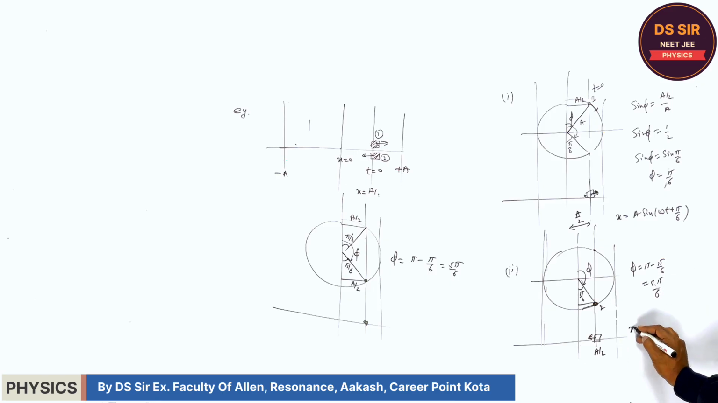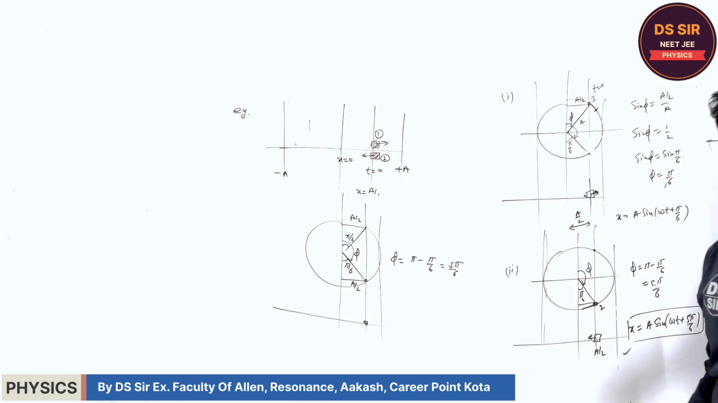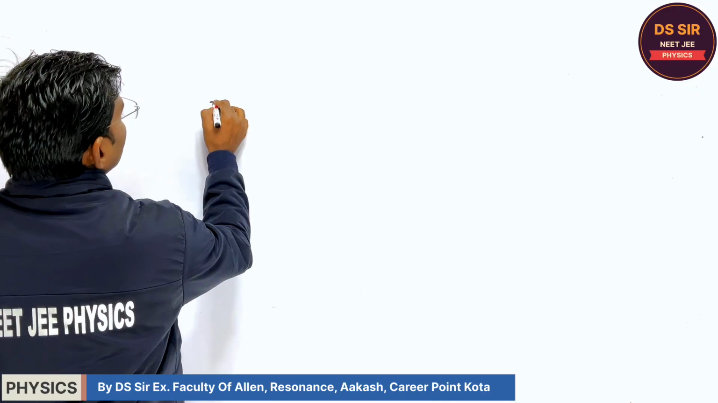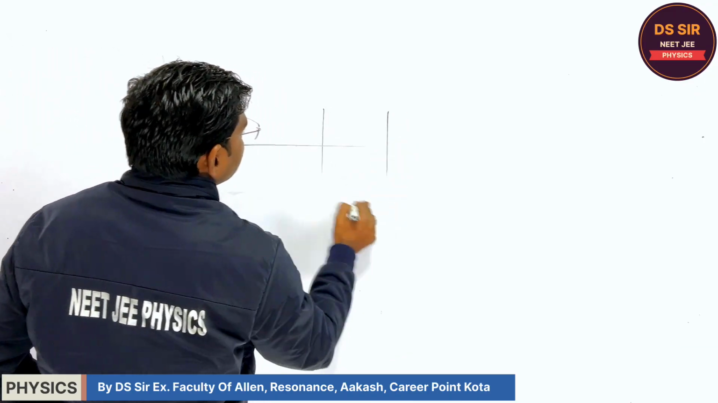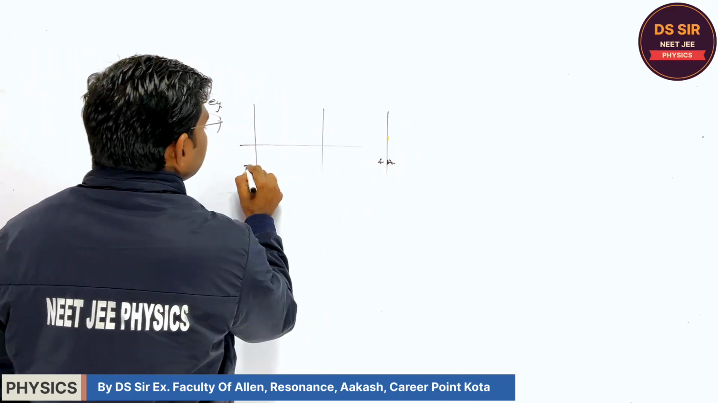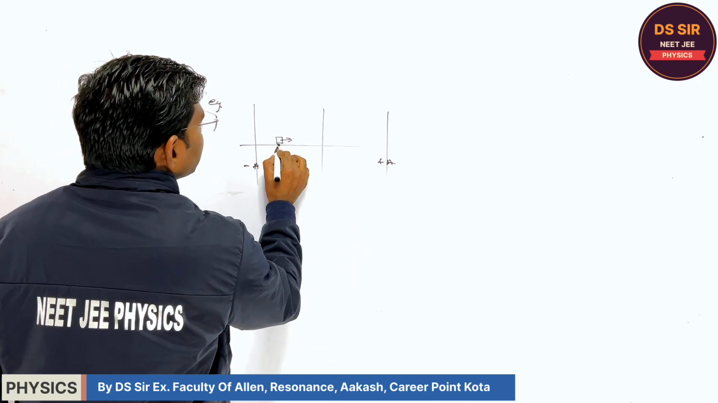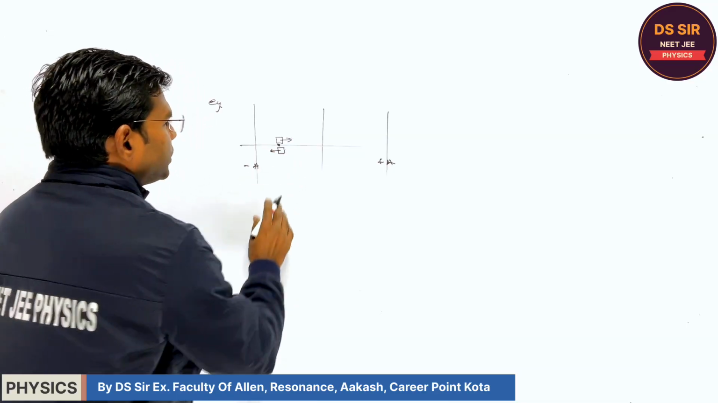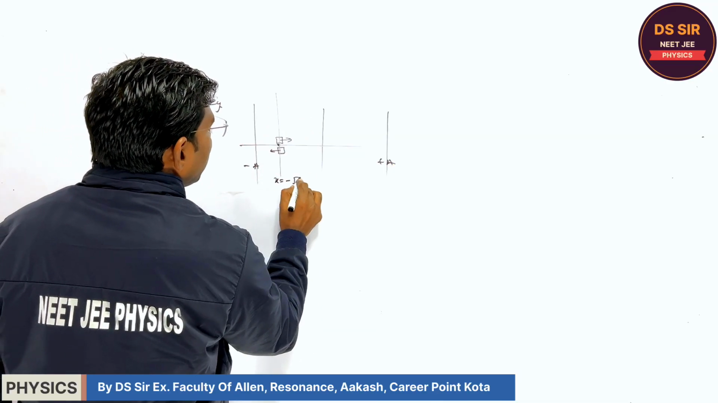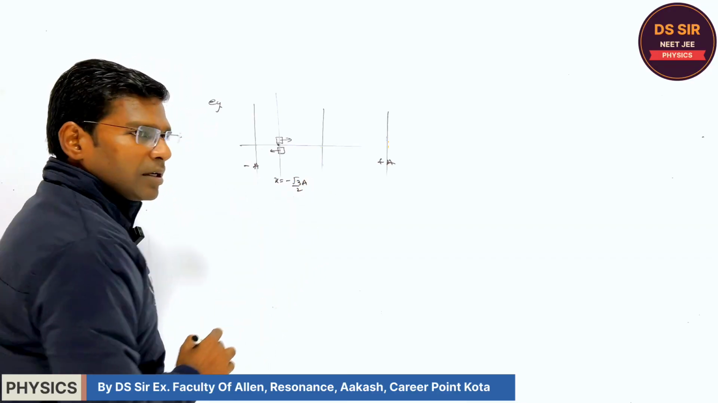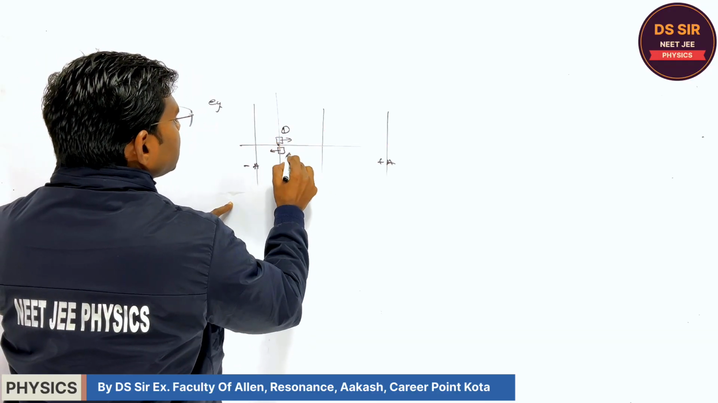So what is the equation of SHM? x equals A sine omega t plus 5 pi by 6. Is it clear or not? Right? Copy this. Now if the particle starts, this is plus A, minus A, and one particle is going in this direction and one particle is going in this direction, and this is the displacement minus root 3 by 2 A, right? This is the first particle, this is the second particle.